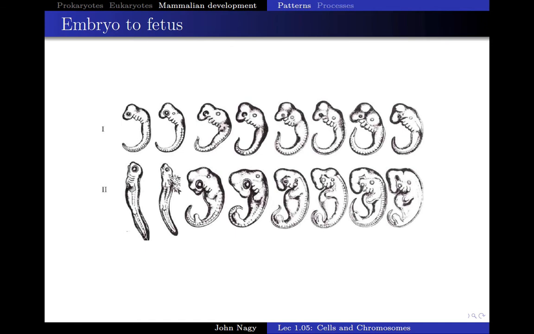Here's a series of embryos of different organisms drawn many, many years ago, back in the 19th century. These are all vertebrates. Vertebrates are creatures that have a vertebral column or a backbone. And all of them, notice, are fairly similar. They all have a big eye spot here. They all have a tail. You can see the tail segmented right there.